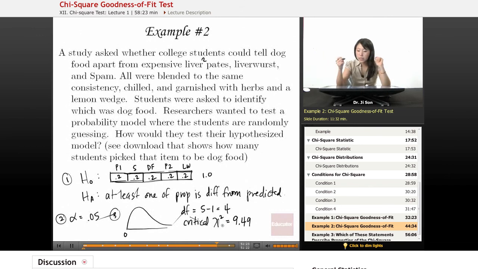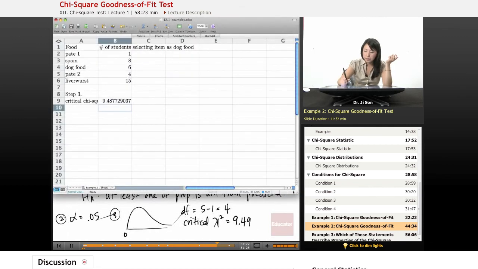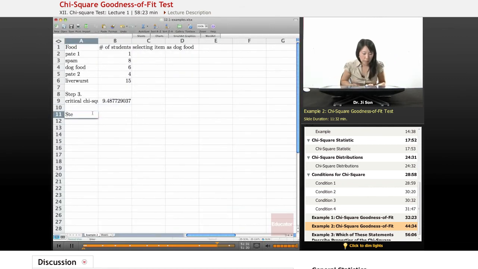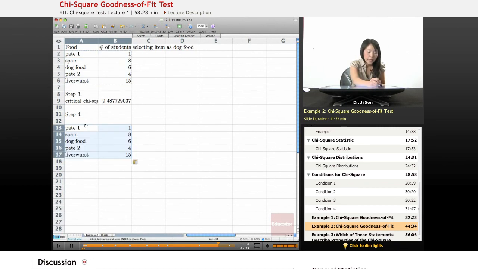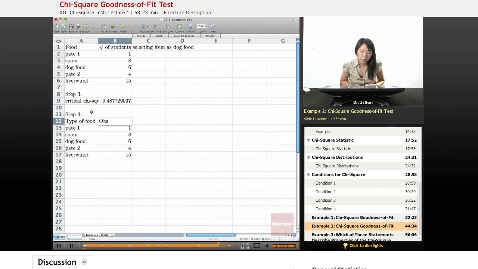Okay. So once we have this, now we could start working on our actual data, our actual sample. So step 4 is we need to find the sample's chi-square. And in order to do that, it helps to draw out that table. So the table might look something like this. I'll just copy this down here. And this is the type of food. So that's the category. And here we have our observed frequencies, the actual number of students that pick that thing to be dog food. So here we see 1 student picked pate to be dog food, 15 students picked liverwurst to be the dog food. What are the expected frequencies?